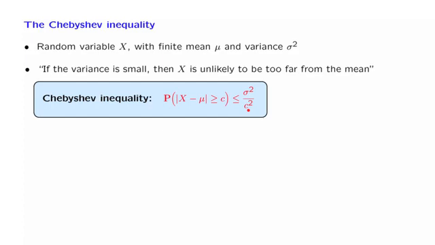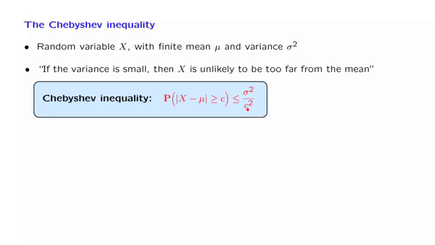By the way, I should add here that c is assumed to be a positive number. If c was negative, then the probability that we're looking at would be equal to 1 anyway, and there isn't any point in trying to obtain a bound for it.